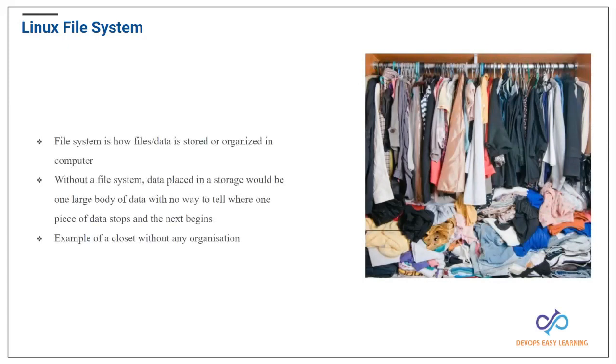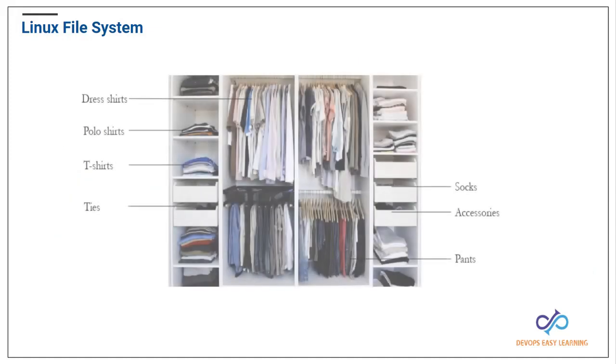As you can see here, your data, your clothes and everything, is like a file or data in a Linux operating system that you want to store. You want to organize this and put it on your computer, right? Without a file system, data can be placed anywhere that we want. We don't want that. You can see this closet here is not well organized, but check this closet out.